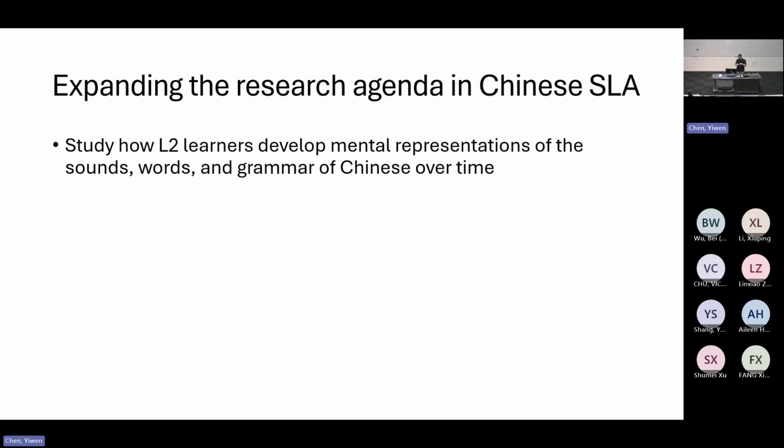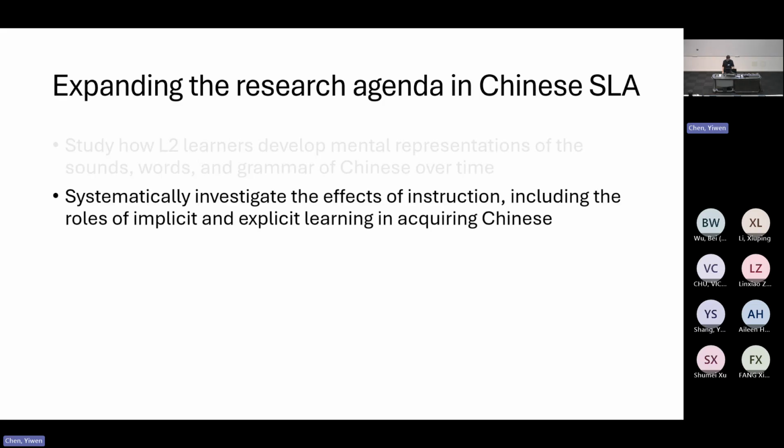So more and more Chinese scholars are now studying how Chinese is acquired, which is good because if Chinese scholars don't study it, who is? It's important. So we need to have more understanding of how the sounds, the words, and grammar of Mandarin and other varieties of Chinese are acquired. Then very important, we need to look very systematically at the effects of instruction.